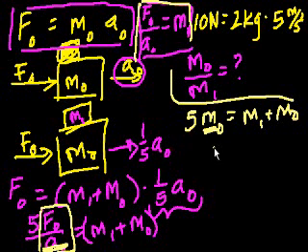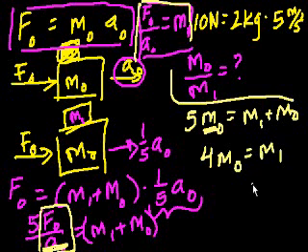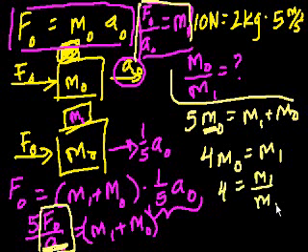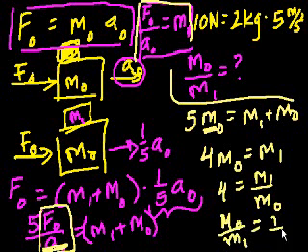And now what do we have? We have 5m sub 0 is equal to m1 plus m0. We could subtract m0 from both sides. You get 4m0 is equal to m1. You could divide both sides by m0, and you get 4 is equal to m1 over m0. And you can invert this relationship, and you can get m0 over m sub 1 is equal to 1/4. So what we learned is the ratio of the old mass to the new mass is 1:4, and that's the problem.